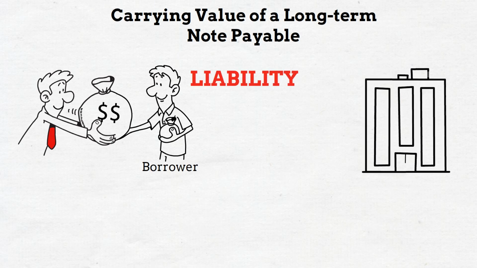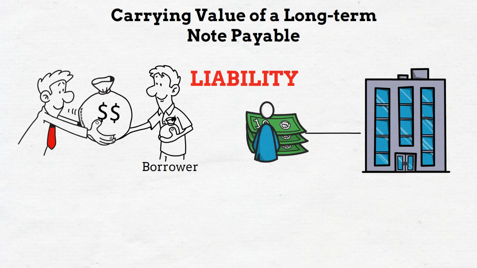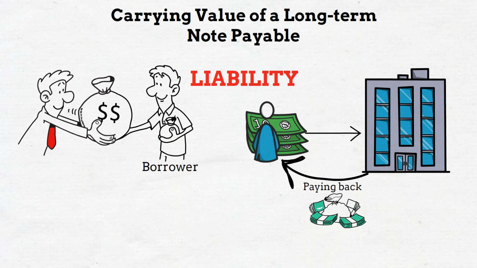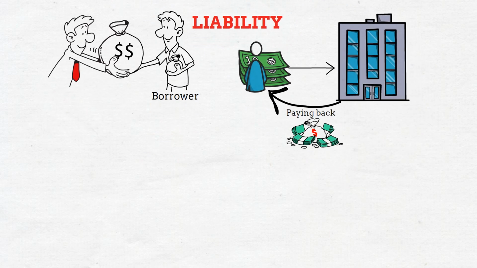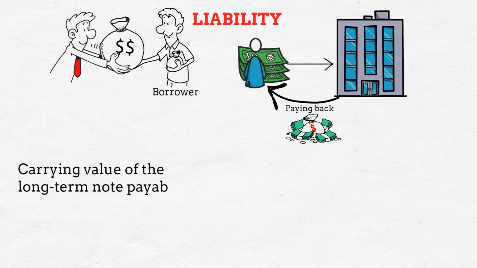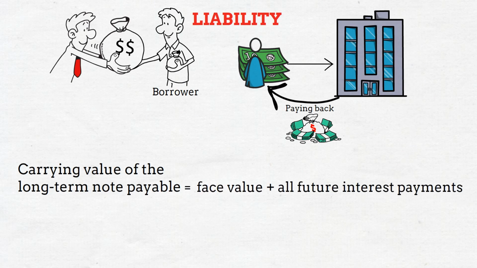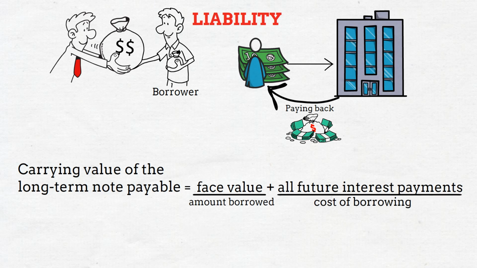When a company borrows money through a long-term note payable, it agrees to pay back the face value of the note at maturity, as well as any interest that accrues over the life of the note. The interest is typically paid in regular installments over the life of the note. To compute the carrying value of the long-term note payable, we add up the face value of the note and the total of all future interest payments. This is because the face value represents the amount borrowed, while the interest payments represent the cost of borrowing.